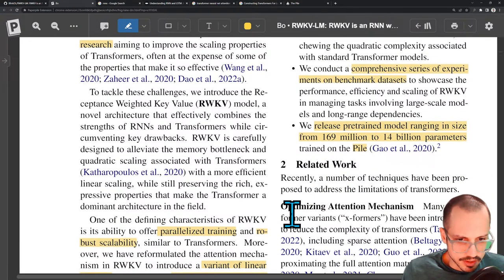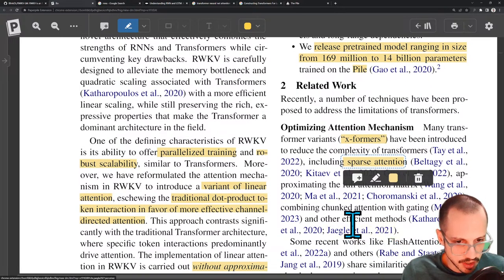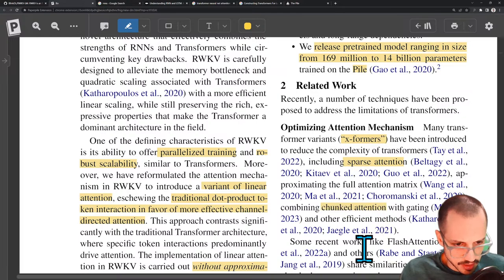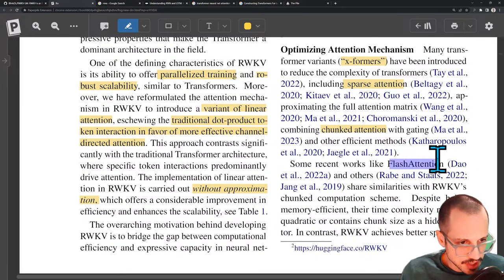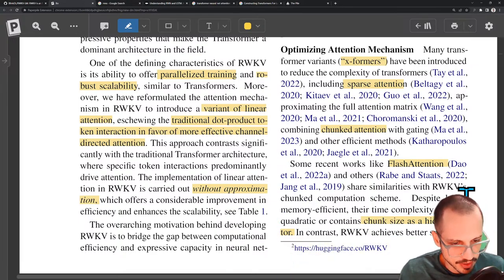All right. Related work. A number of techniques. Many transformer variants, X-formers, have been introduced to reduce the complexity of transformers. All right. So we've looked at some of these in the channel. We were looking at megabyte. You got things like sparse attention. You got chunked attention. Paper after paper, flash attention. So people have been trying to get rid of this quadratic complexity in all kinds of interesting ways. Despite being memory efficient, their time complexity remains quadratic or contains chunk size as a hidden factor. This is kind of what we saw in the megabyte paper, where the size of the chunking was kind of a hyperparameter.